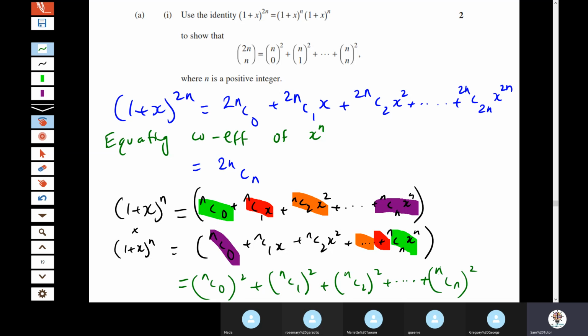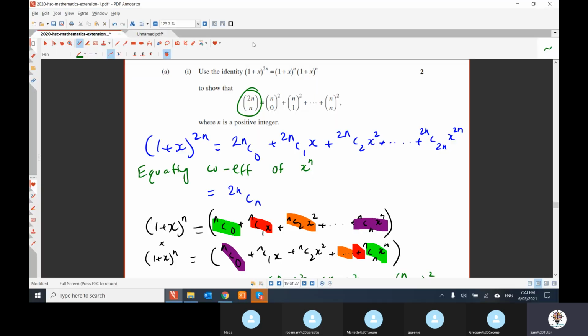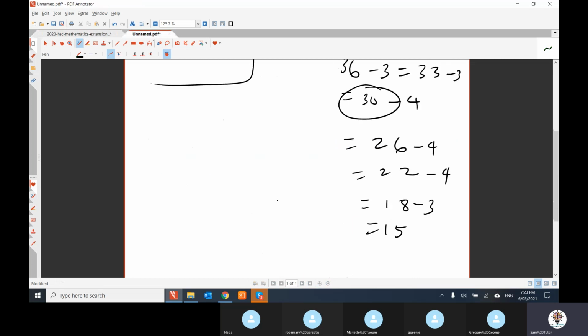It's not hard. It's just about you knowing that it should have been the coefficient of x to the n. How do you know it? It's all about this guy. It says 2n choose n. All right, minus 2.